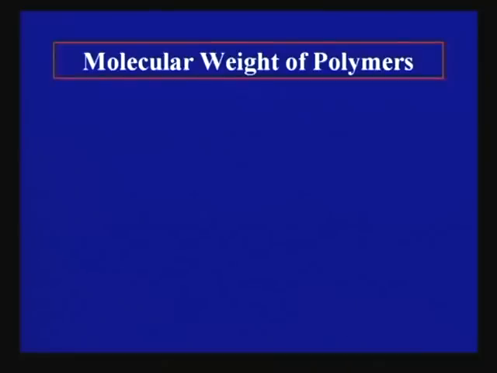Now let us come to molecular weight of polymers. And molecular weight of polymers, how to calculate, you know. For condensation polymers, molecular weight is calculated by calculating the molecular weight of the repeating unit, multiplied by the number average degree of polymerization, plus the mass of the end groups. From there you can calculate the molecular weight.